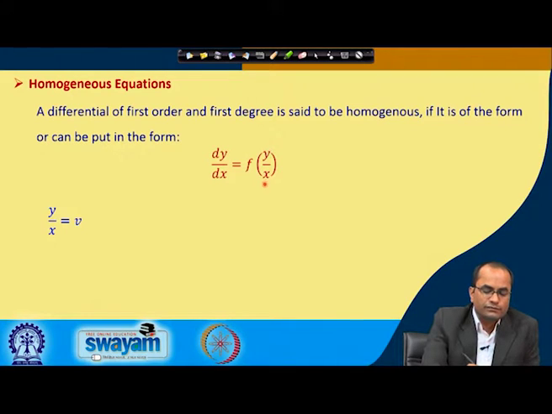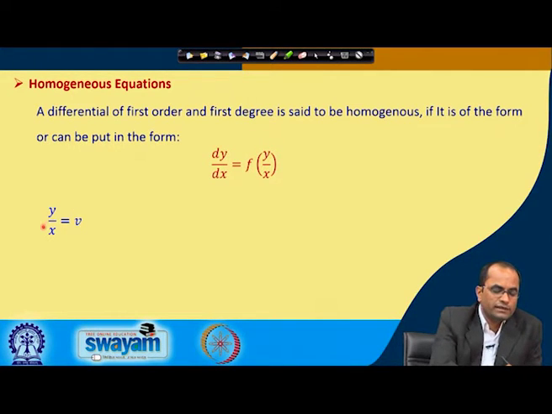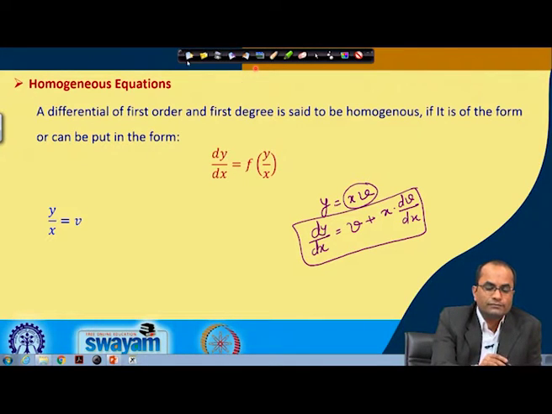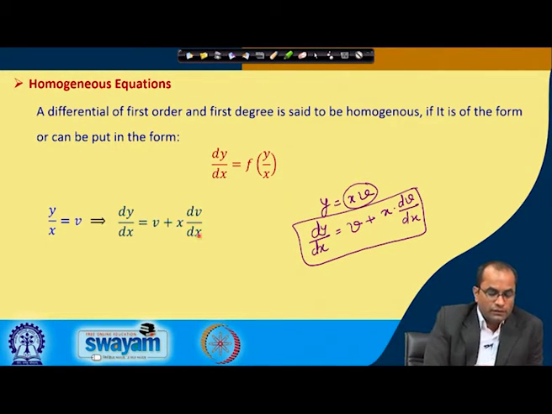And the trick here is that we take this y over x as a new variable. Here we have taken this v, and then we can get dy over dx from this. Having this relation, we have y is equal to x v, and when we differentiate, the product rule is applicable: we have v, the derivative of x, plus x and the derivative of v. So, dy over dx is equal to v plus x dv over dx.